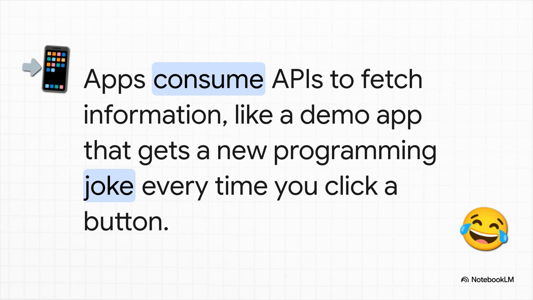They're the customer in the restaurant. They make a GET request to a server to pull in some data. A perfect little example is an app that has a single button, and every time you press it, it calls an API to fetch a new, nerdy programming joke. The app is consuming the data that the joke API provides.